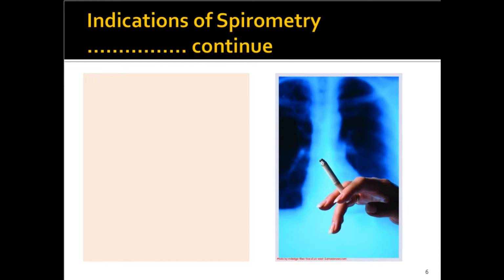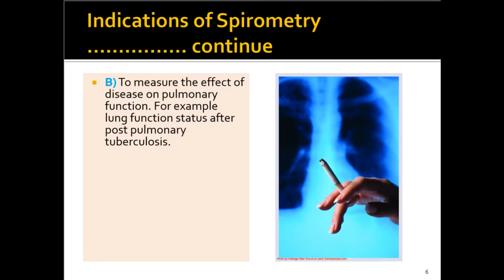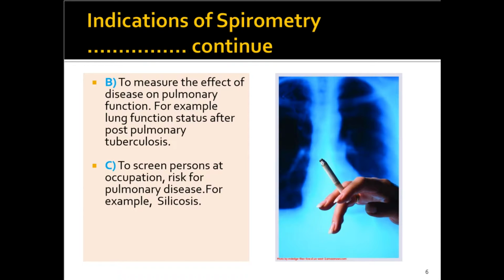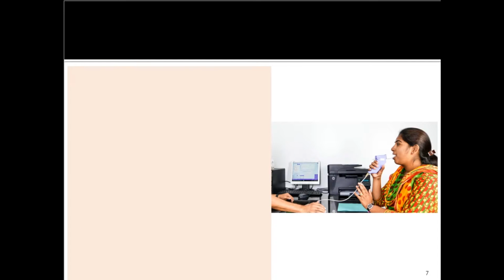Indications of spirometry continue. B. To measure the effect of disease on pulmonary function. For example, lung function status after post-pulmonary tuberculosis. C. To screen persons at occupational risk for pulmonary disease. For example, silicosis. D. In smokers to assess pulmonary function status.